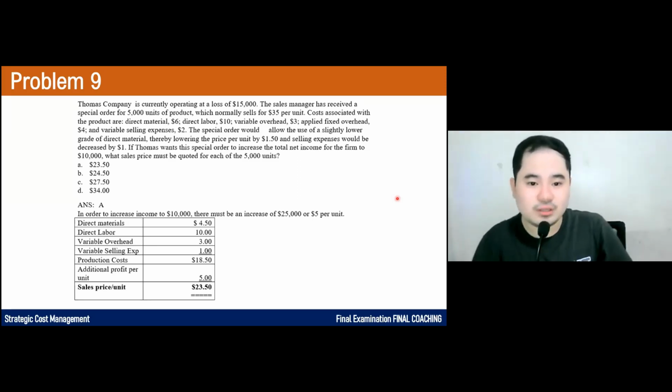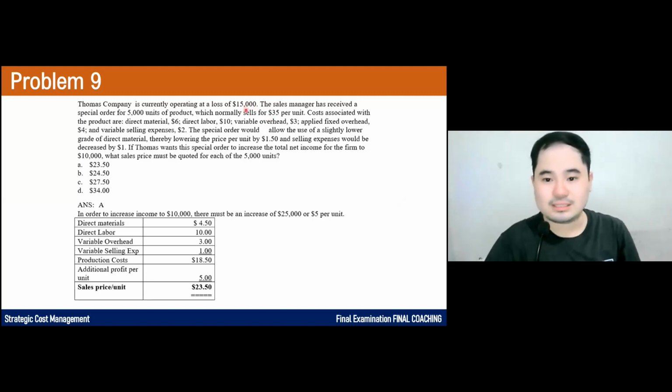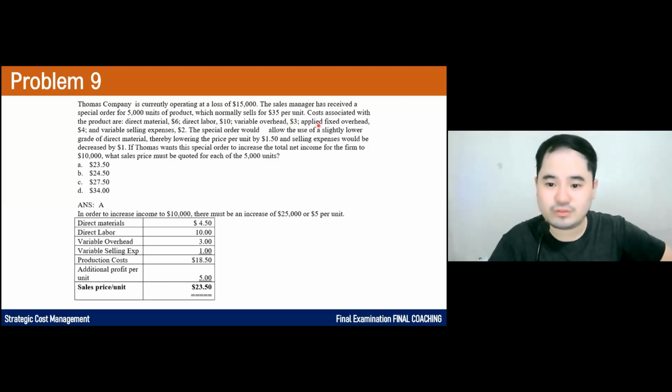Thomas Company is currently operating at a loss of 15,000. The sales manager has received a special order for 5,000 units, which normally sells for 35. Cost associated is materials of 6, labor of 10, variable overhead of 3, fixed overhead 4, variable selling 2. The special order would allow the use of a slightly lower grade of material. So ito medyo favorable sa company kasi mas mura ang cost eh. Bababa daw ang materials by 1.5, selling by 1.